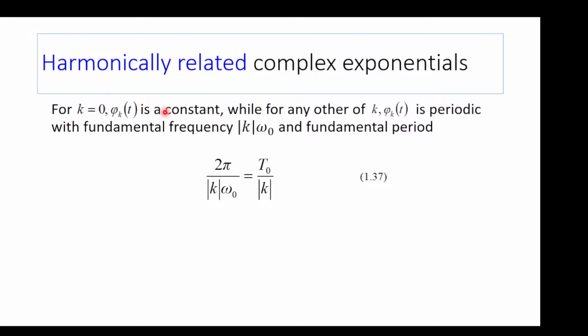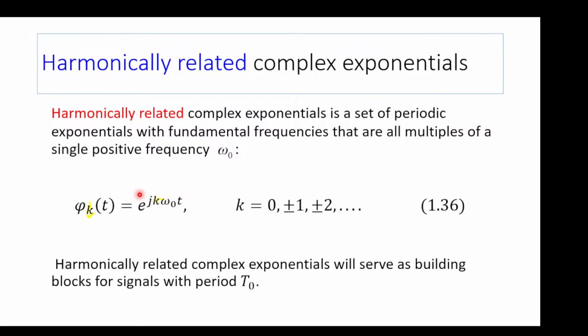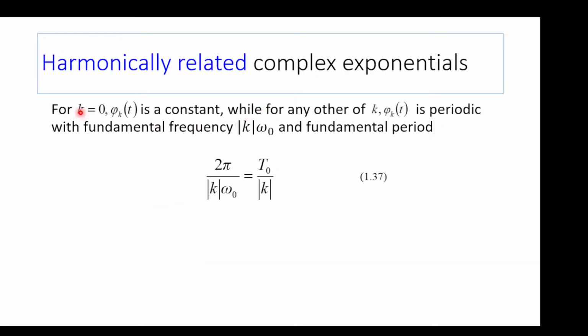For k equals 0, your phi_k is a constant function because this is just 1. That's a special case. But for other k, your phi_k of t is periodic with the fundamental frequency absolute k omega naught, and the fundamental period is T naught divided by the absolute value of k.